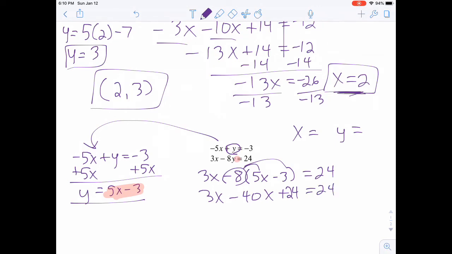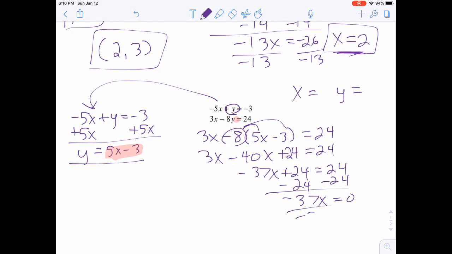I combine like terms, 3x and negative 40x gives me negative 37x plus 24 equals 24. And now continue solving. Subtract 24, negative 37x equals 0. Divide by negative 37. 0 divided by anything is 0. So the x value is 0. This is not a no solution. Okay, I could have x equals 0.